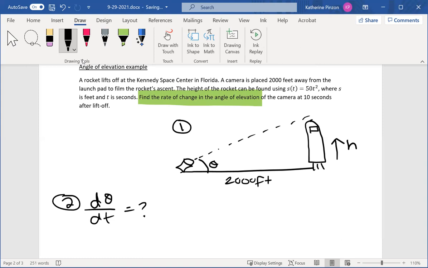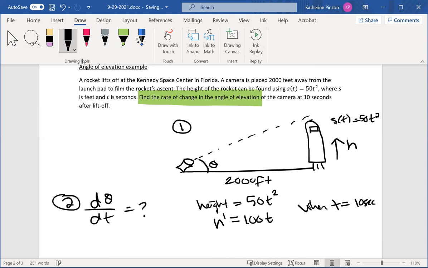Okay. Oh, they called this S instead of H. They didn't call it H, they called it S. Okay, so the height is 50 t squared. Can you find the derivative of the height? Well, I mean, we're gonna have to have dh dt, I imagine, don't you? I don't know, maybe not, but I think so. 100 t, yeah. Okay, when t equals 10 seconds, because the 10 seconds was right there.